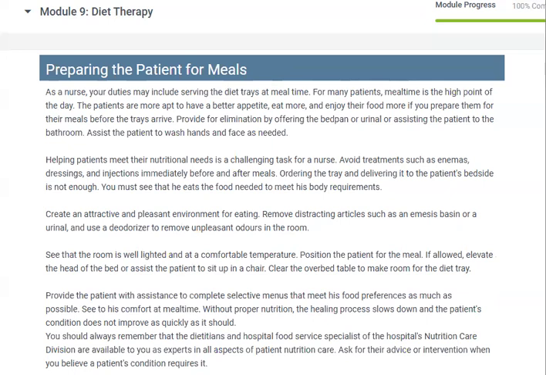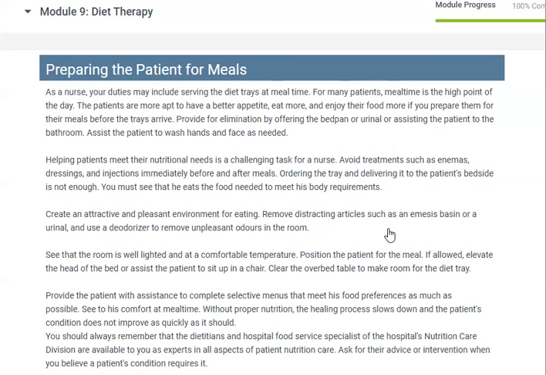The patients are more apt to have a better appetite, eat more, and enjoy their food more if you prepare them for their meals before the trays arrive. Provide for elimination by offering the bedpan or urinal or assisting the patient to the bathroom. Assist the patient to wash hands and face as needed.